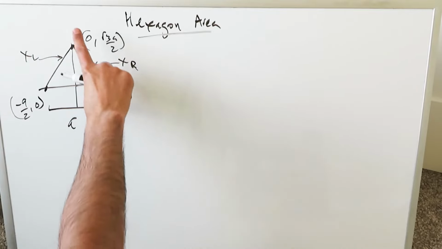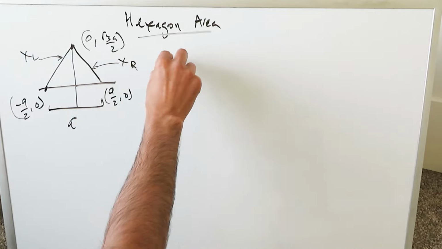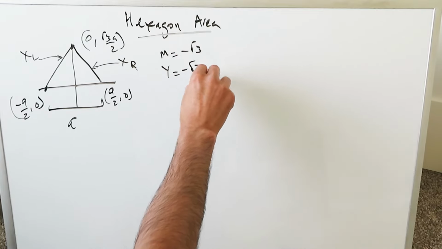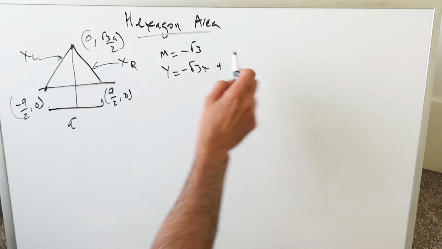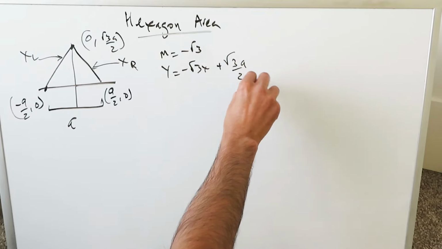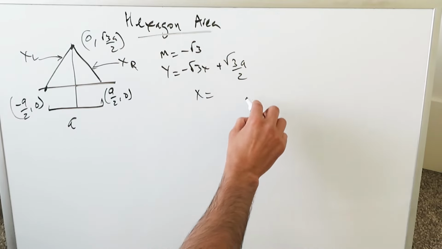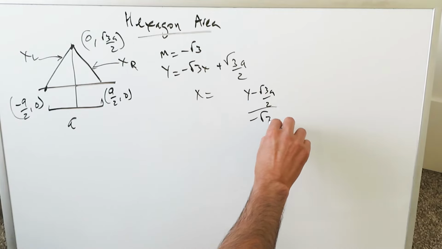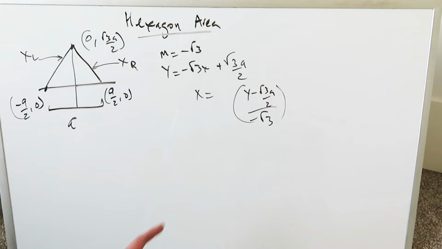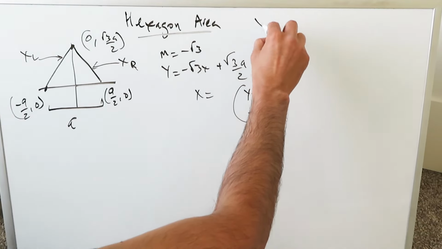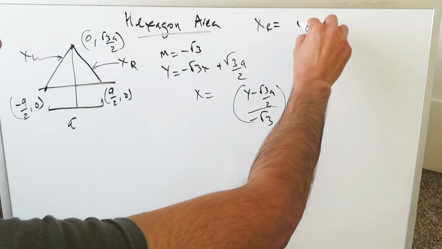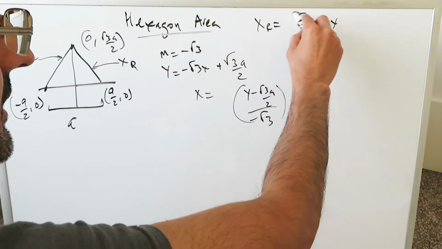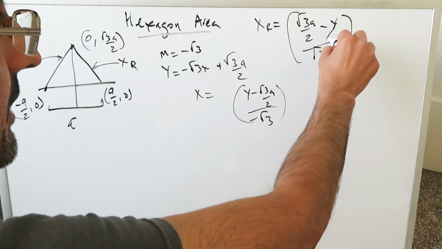The right boundary curve, the slope by means of all of these points here, would be minus root 3, then y is equal to minus root 3x plus your intercept root 3a over 2. You solve this for x, you'll have x is equal to y minus root 3a over 2, all divided by minus root 3. But when you impact it by means of that negative, you can flip it around. Your right boundary curve will become root 3a over 2 minus y, divided by root 3. That's my right boundary curve.